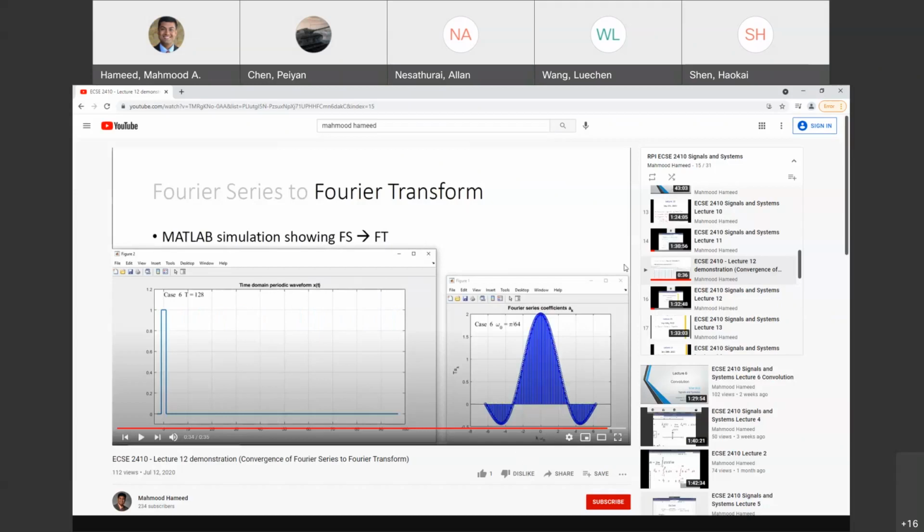Omega naught is pi over 64, right? So bottom line is, if you had a periodic signal where you essentially extended that time period out to infinity, instead of having a sampled sinc, you would get a continuous sinc function. That's how you go from Fourier series. That's how Fourier series converges to a Fourier transform.